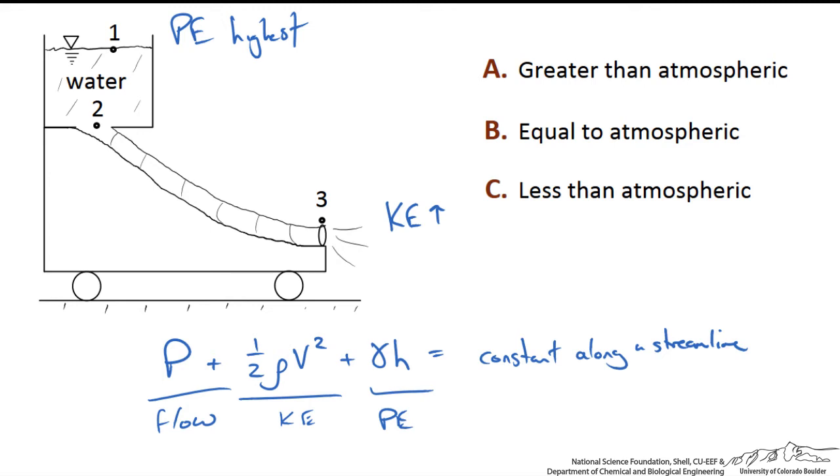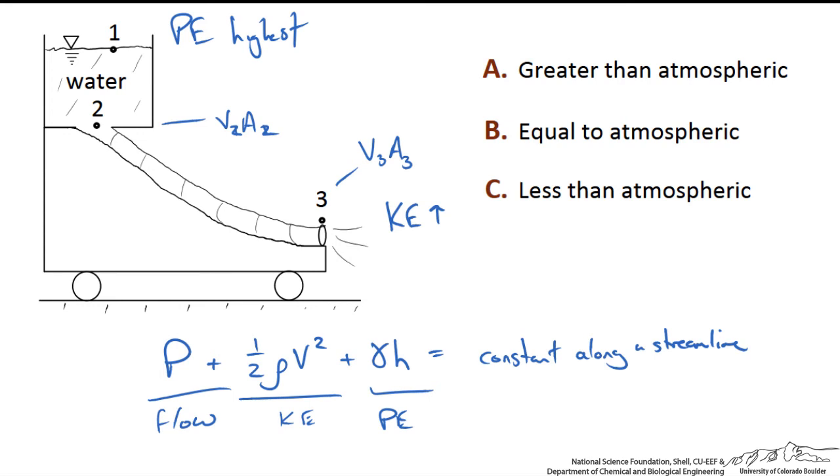Since the velocity of the fluid must be the same at point 2 and point 3 due to continuity and conservation of mass, right, we know that the velocity times the area here has to be the same as the velocity times the area at point 3. Since the area of the tube isn't changing, the velocities must be the same. Therefore, the kinetic energy is the same.